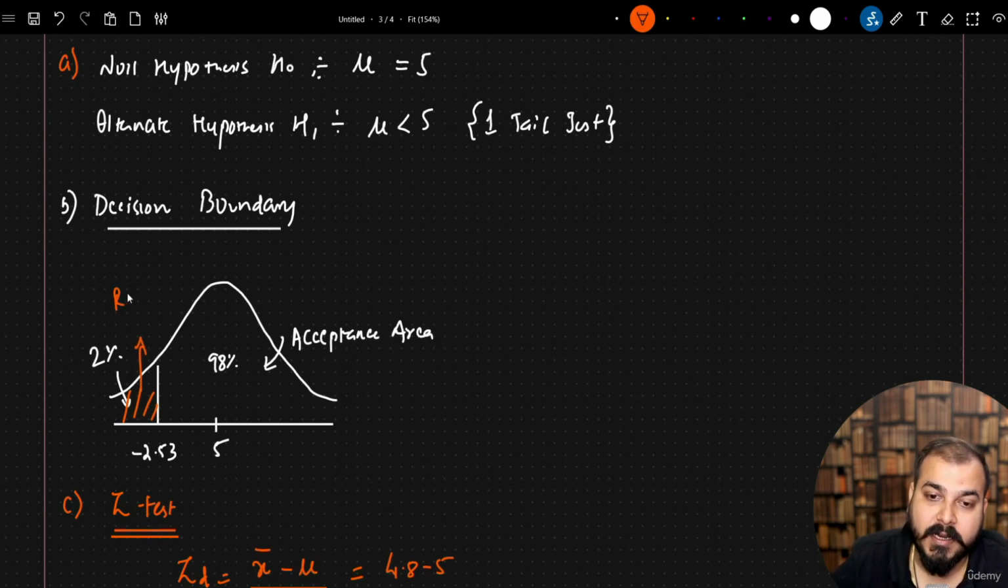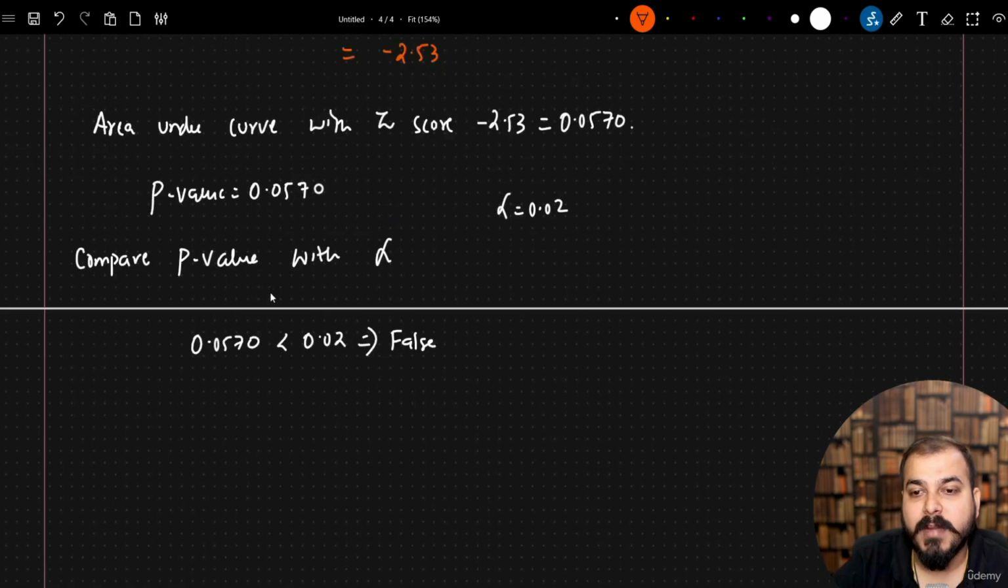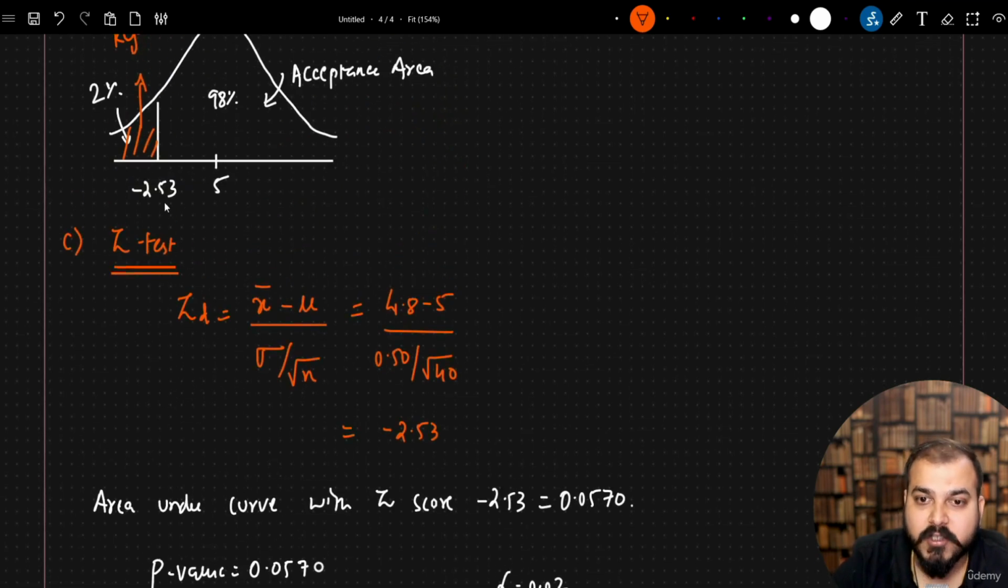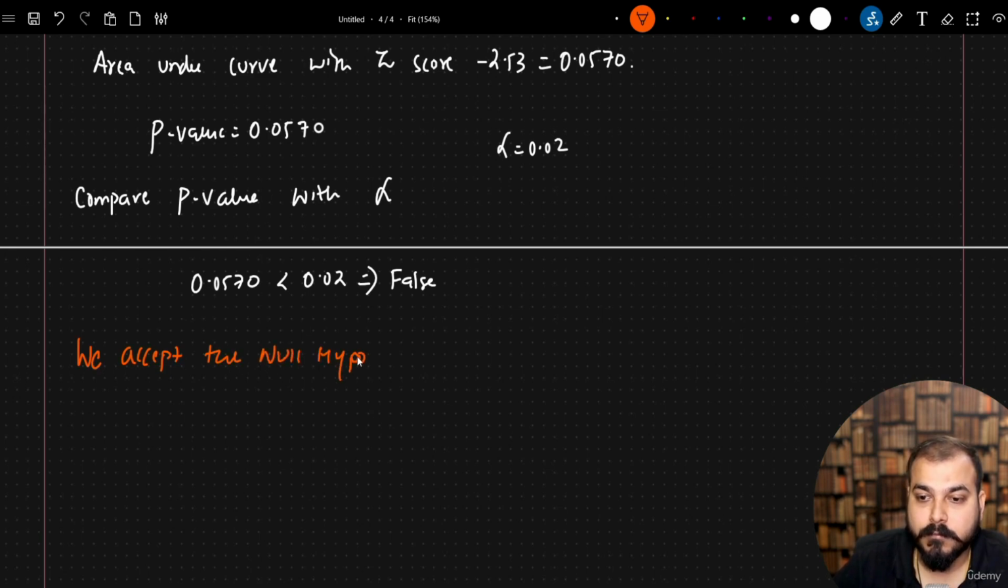So we are definitely saying that my P value falls in this rejection area. Why? Because my P value is less than 0.02, which is my significance value, defined by this confidence interval. So what we do, we specifically say we reject the null hypothesis, and we accept the alternate hypothesis.